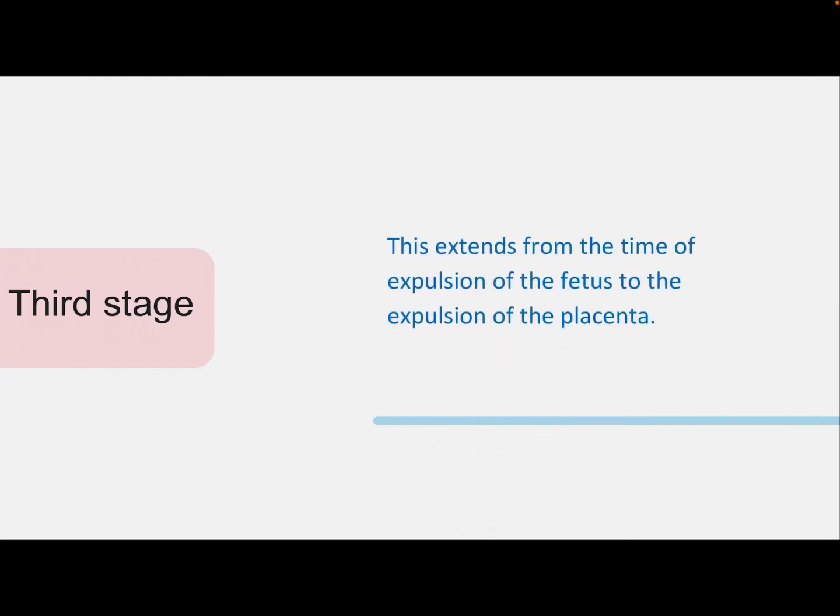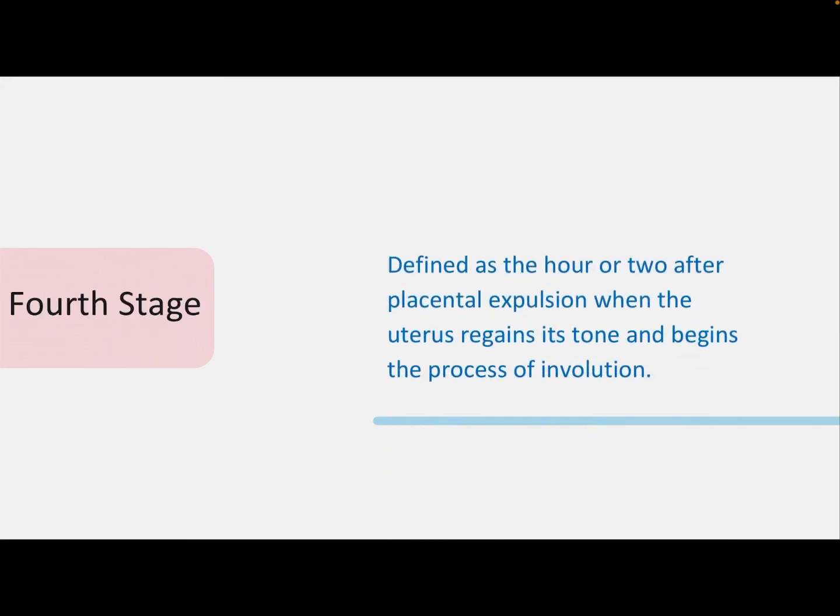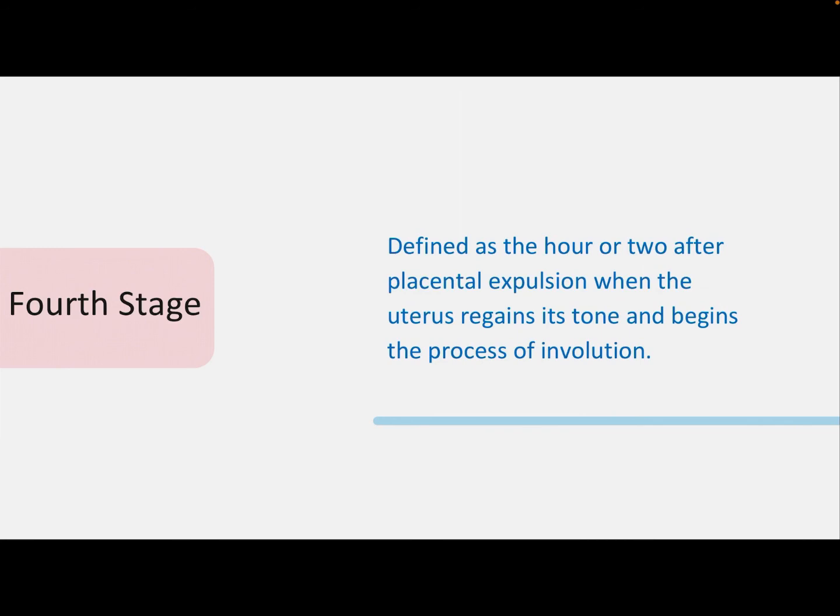The third stage of labor extends from the time of expulsion of the fetus to the expulsion of the placenta. The time of the third stage is less than 30 minutes. Finally, the fourth stage is defined as the hour or two after the placenta expulsion, when the uterus regains its tone and begins the process of involution.